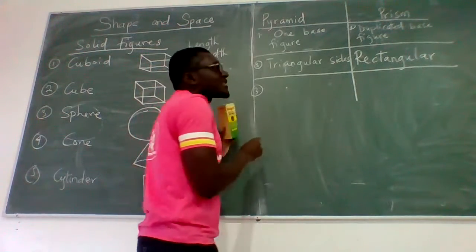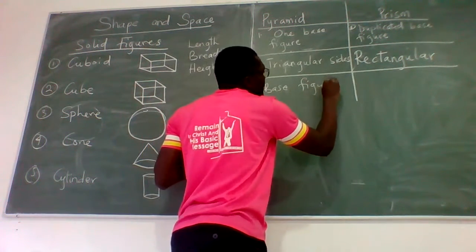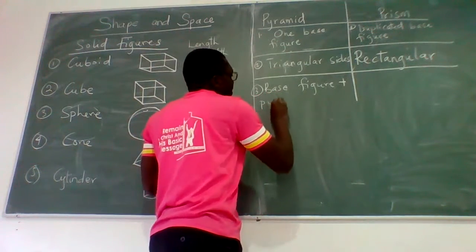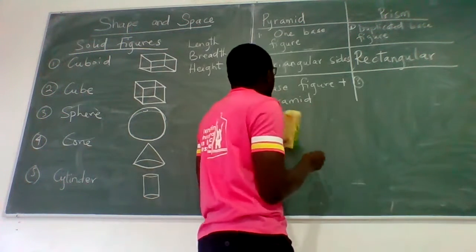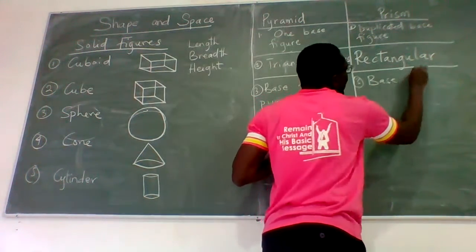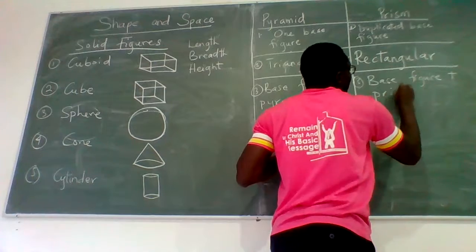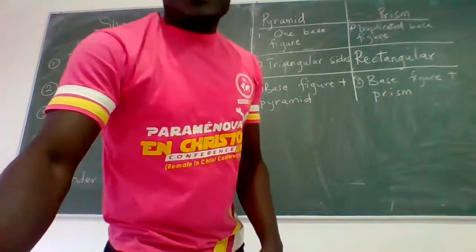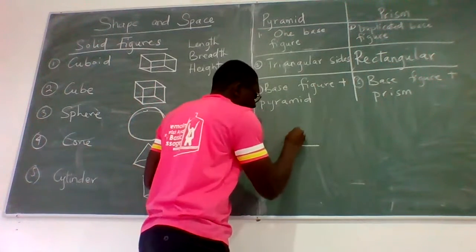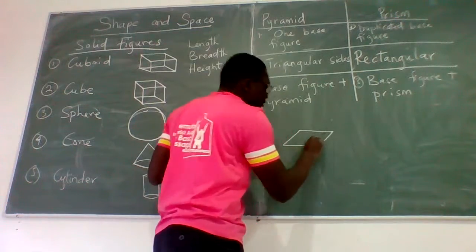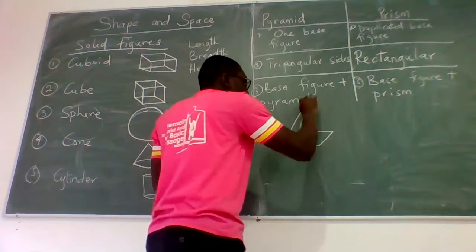So let's say the name. When you are naming a pyramid, you mention the base figure plus pyramid. And then here, when you want to name it, you still mention the base figure and then you add a prism. Okay. So let's say I have, these things are always difficult to draw. So I will do my best to get it done.